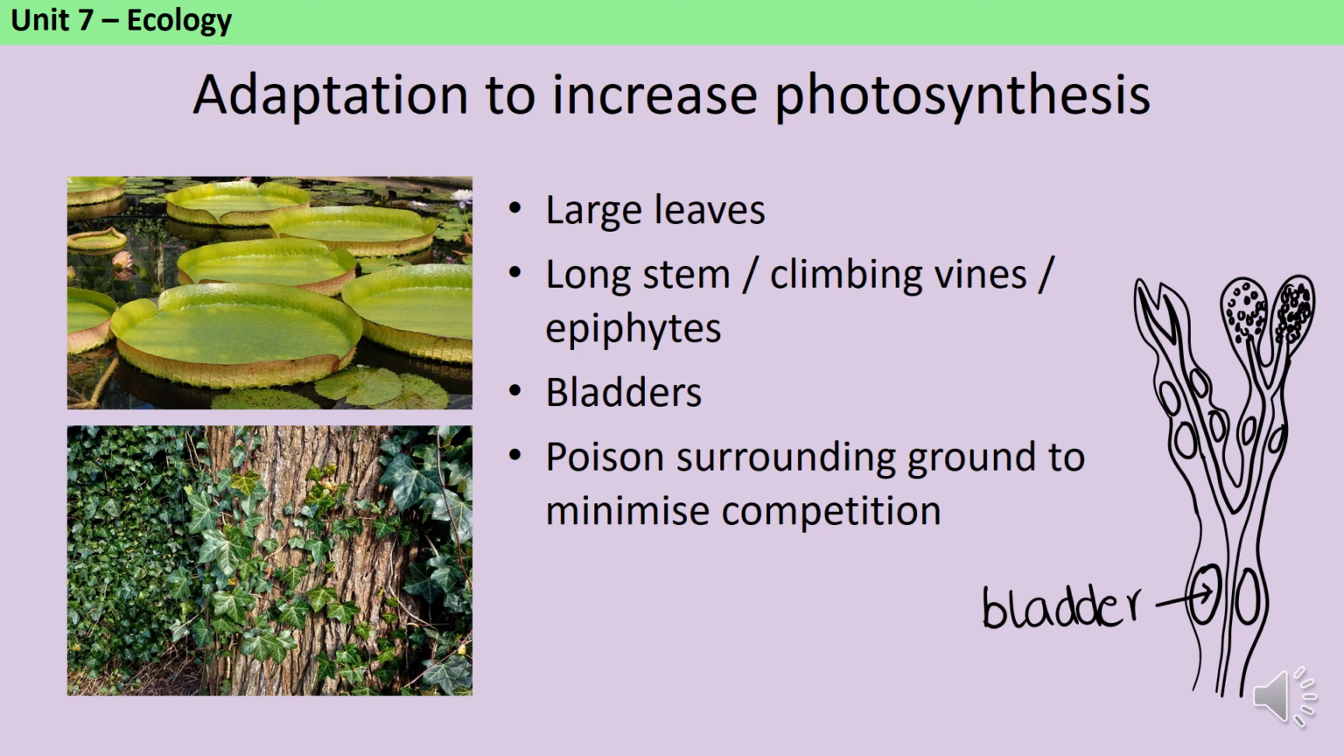But if that's not an option, you could be a climbing vine and climb up other trees, or you could be an epiphyte which lives in the branches of other trees. In aquatic plants like this bladderwrack, we sometimes see air-filled pockets, and these help this seaweed to float on the surface of the water to maximise light absorption. Another thing that plants may do is to poison their surroundings so that other plants can't come close. This helps to minimise competition.